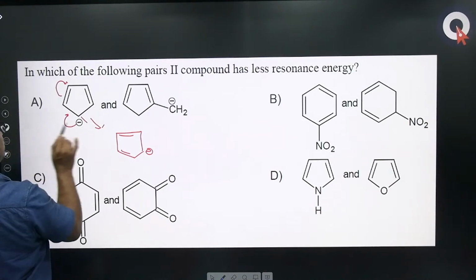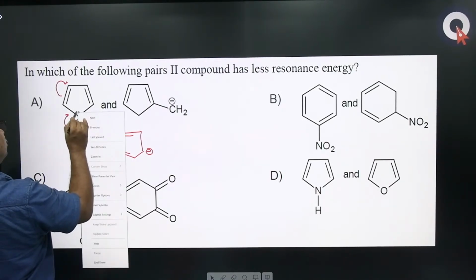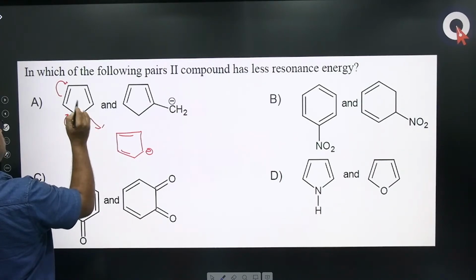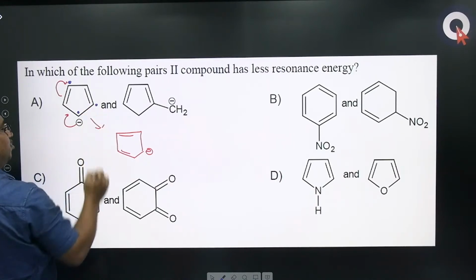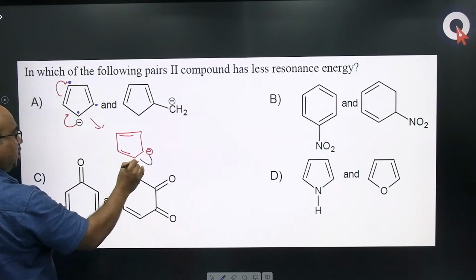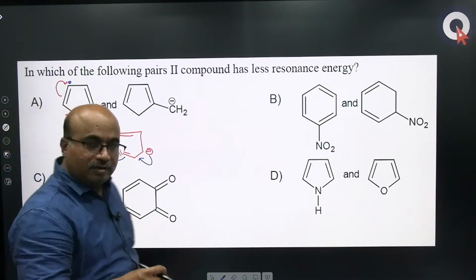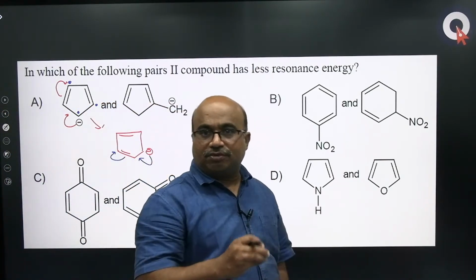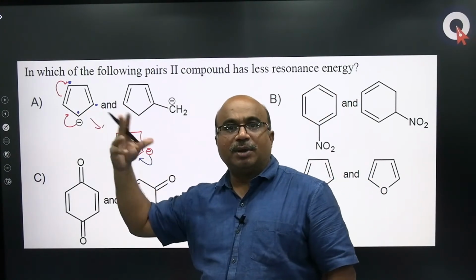Let us write this. We had a negative charge at this carbon first. Then we got the negative charge at this carbon. But here, if you do delocalization again, then you will get a negative charge at this one, because we have seen this type of question, which is suppose the cyclopentadienyl carbon anion.